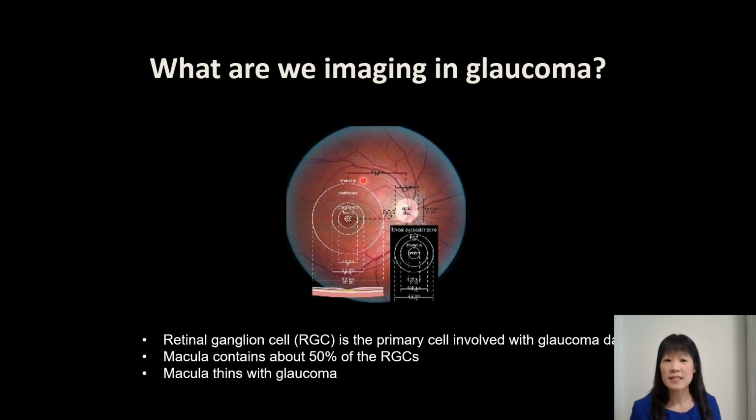And again, it makes sense that imaging the macula is important for our glaucoma patients because the macula is a region where the ganglion cells are more than 1 cell layer thick. And in the macular region resides about 50% of the retinal ganglion cells, and therefore the punchline is we know that the macula thins with glaucoma, and most importantly for OCT imaging, this can be quantified objectively.